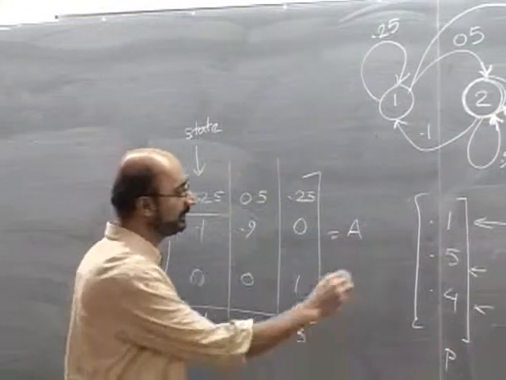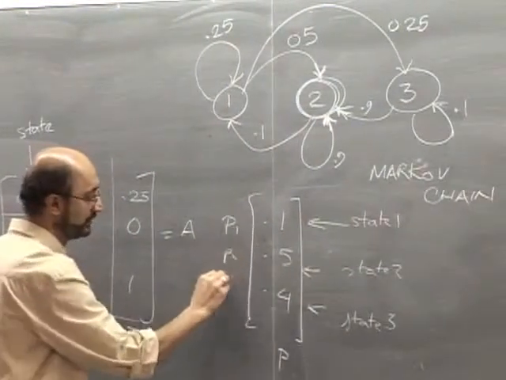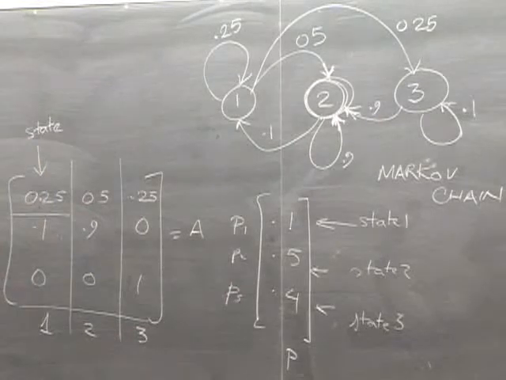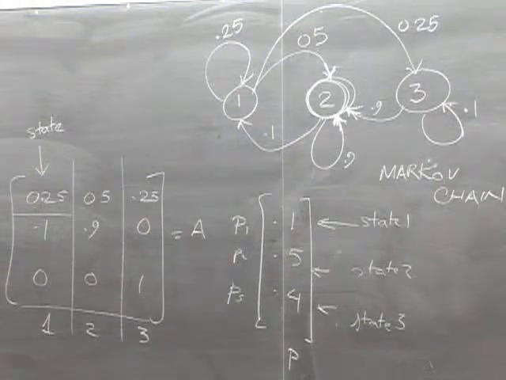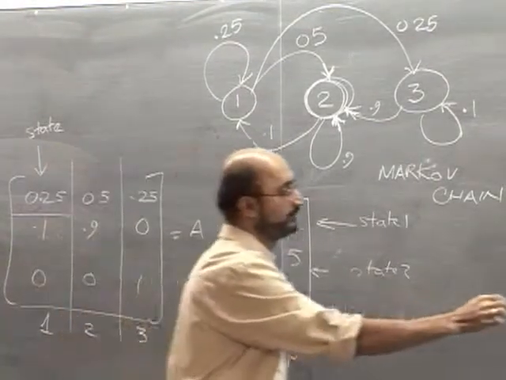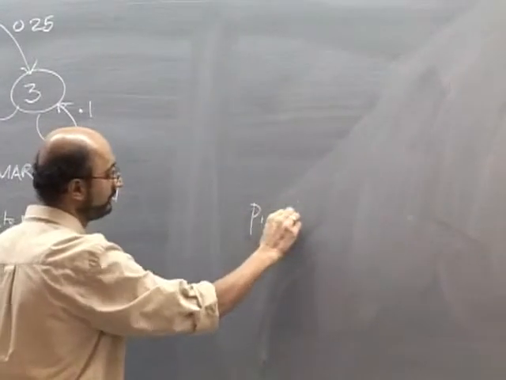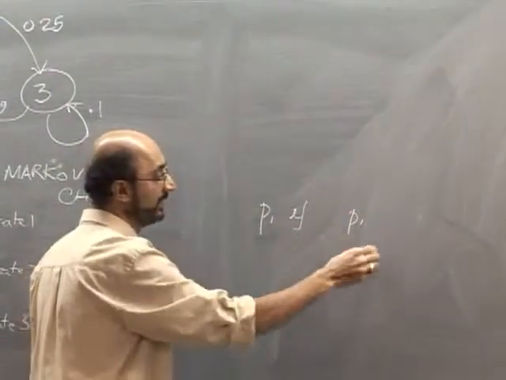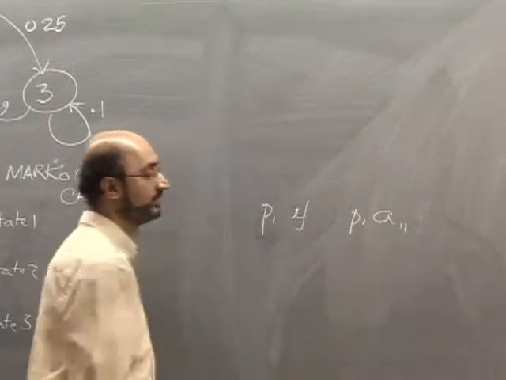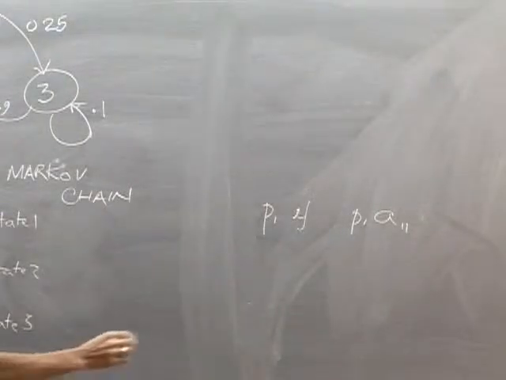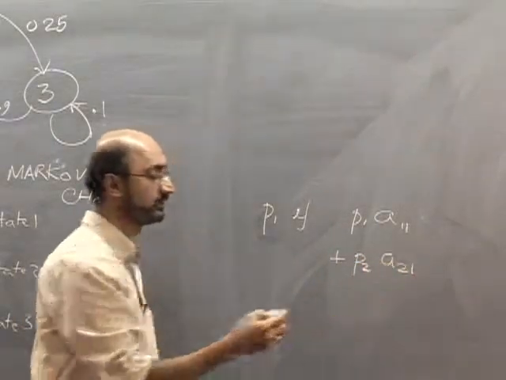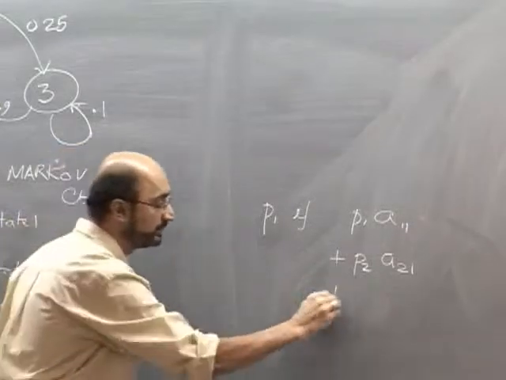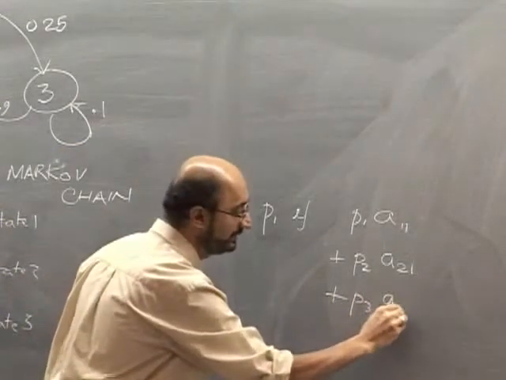So let's call this probability P1. This is P2. This is P3. I want to know what is the probability of being in state P1 after one transition, after one step. I'm going to be in state P1 if I'm in P1 already and I have some probability A11 of staying in P1. It's a self loop, right? Because that's A11 over there. Plus, I'm in P2 and there's a probability of A21, so I go from 2 to 1. Or I'm in P3 and it's A31, right?